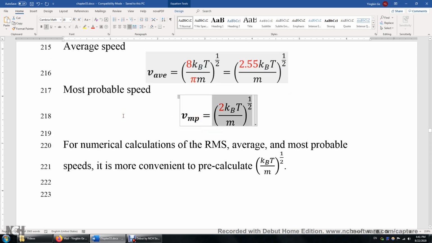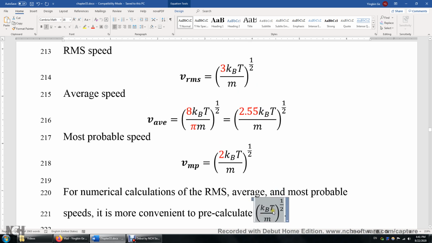In case you need to calculate the root mean squared, average, and most probable speed, it's more convenient to pre-calculate the square root of kBT over m first, and then multiply this by the square root of 3, the square root of 2.55, and the square root of 2.